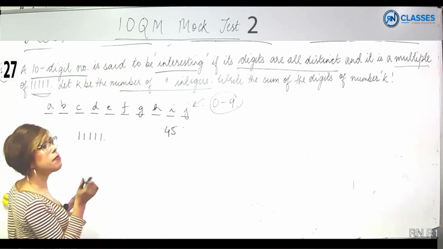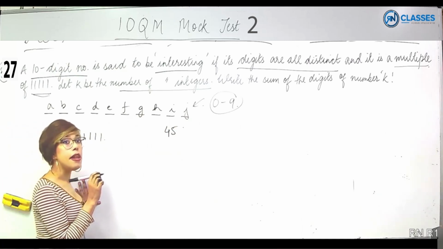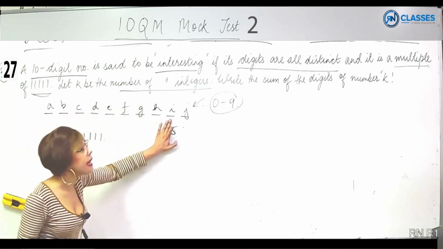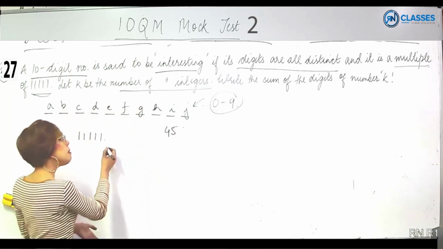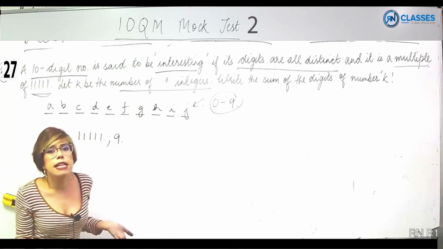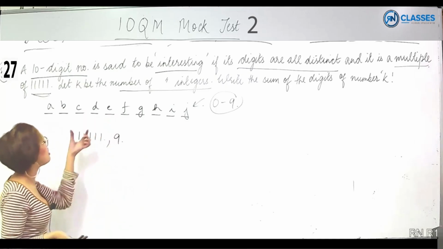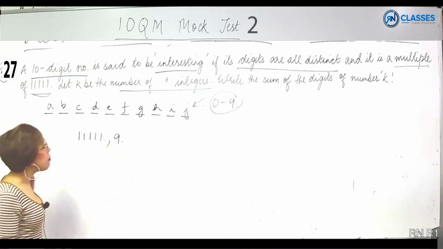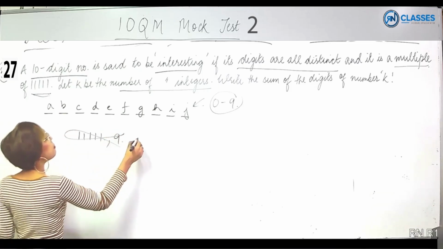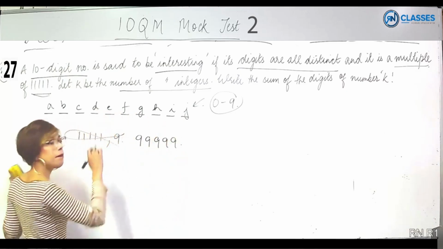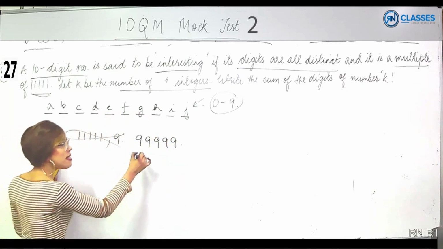The sum is divisible by 9 because 45 is divisible by 9. If the sum of the digits is divisible by 9, the number is divisible by 9. So I just established, since we were talking about divisibility, that this number is divisible by this as well as this. Now obviously these two are co-prime numbers. That means the number would be divisible by 99,999. Right?